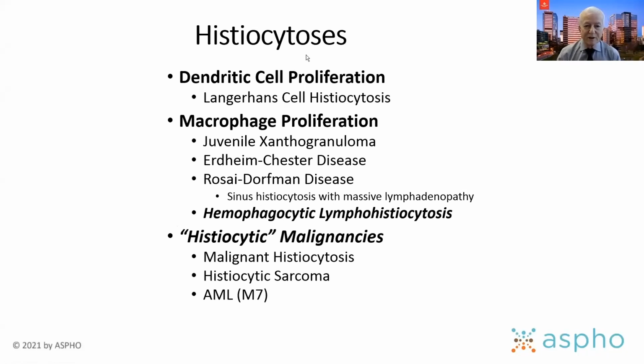So first of all, dendritic cell proliferation is what is responsible for Langerhans cell histiocytosis. And macrophage proliferation is the background for juvenile xanthogranuloma and Rosai-Dorfman. And this adult disease, Erdheim-Chester, has been packaged as a macrophage disease, and nowadays it's known as more of a dendritic cell phenomenon. And finally, the hemophagocytic syndrome. We won't consider the histiocytic malignancies today.